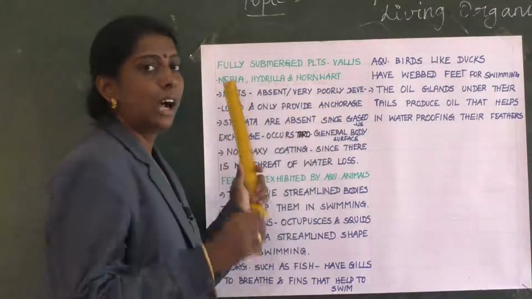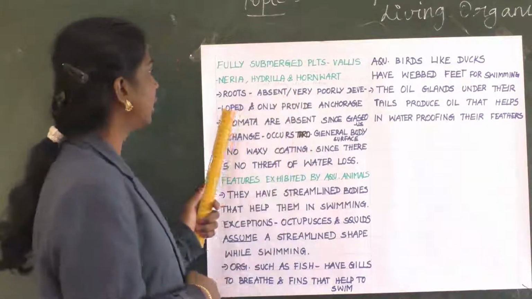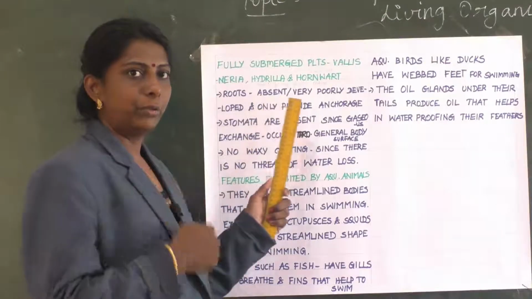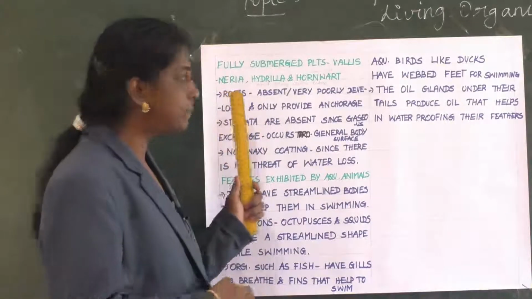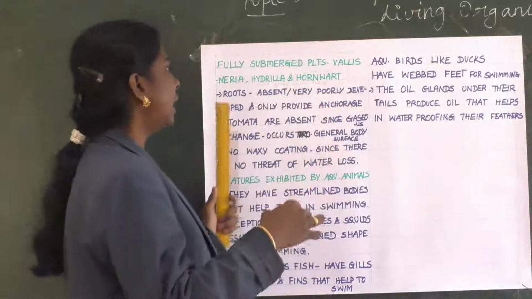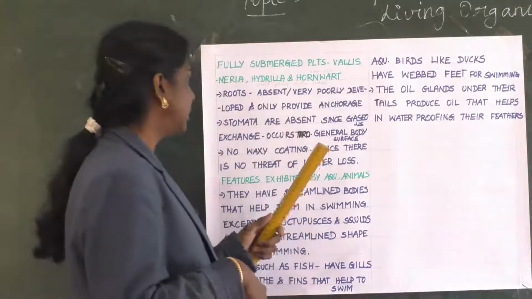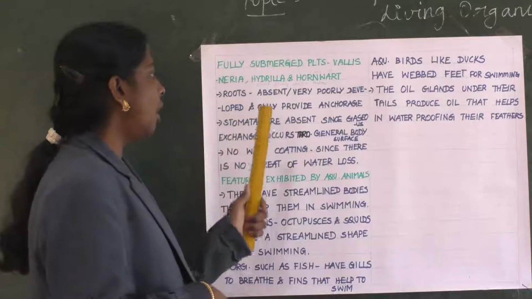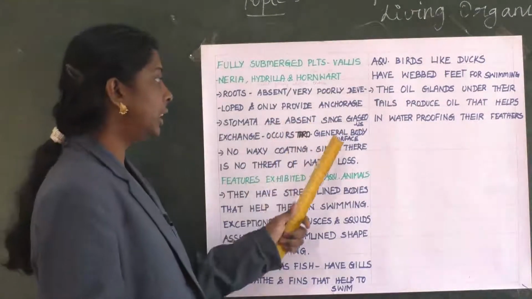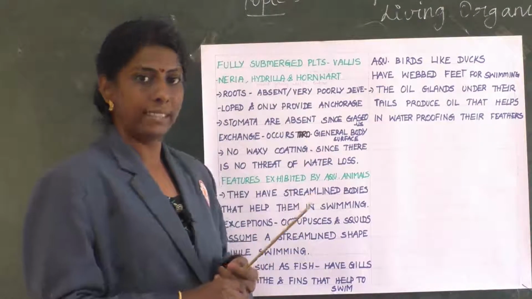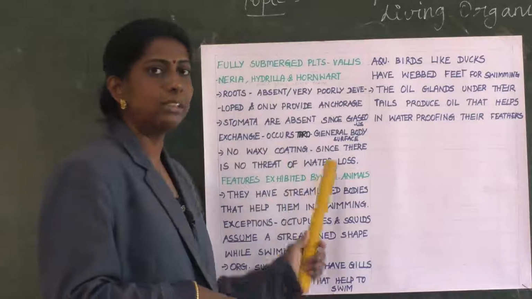Plants like Vallisneria, Hydrilla and Hornwort are some examples of fully submerged plants. They exhibit the following adaptive features. Number 1, roots: roots are either totally absent or very poorly developed, and they only provide anchorage. Stomata are absent since gaseous exchange occurs through the general body surface. There is no waxy coating on their leaves since there is no threat of water loss.